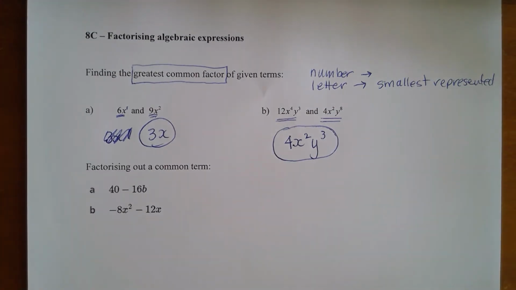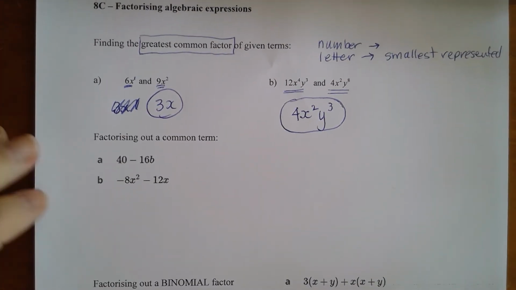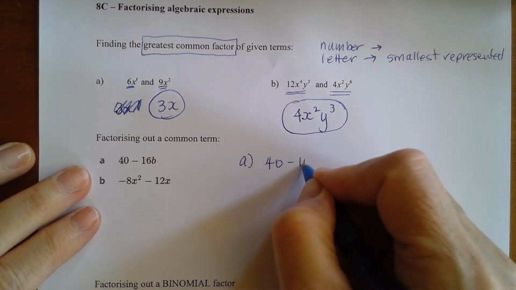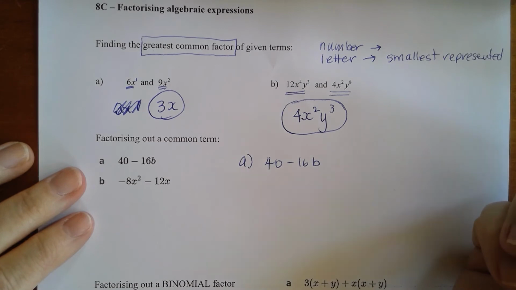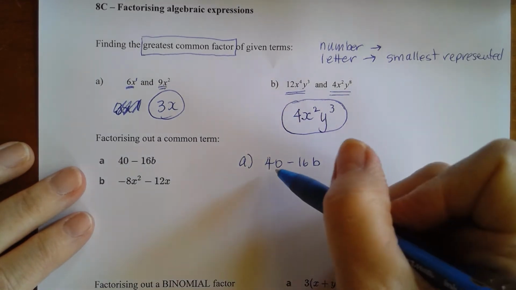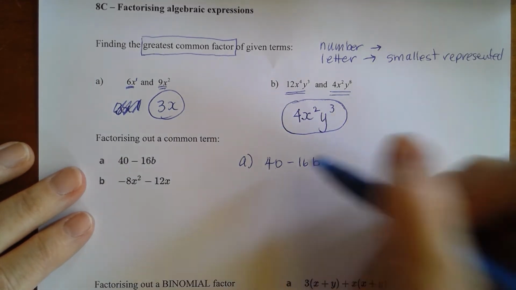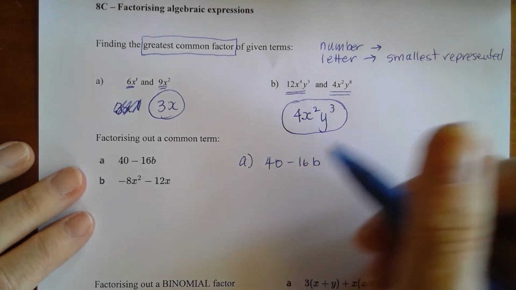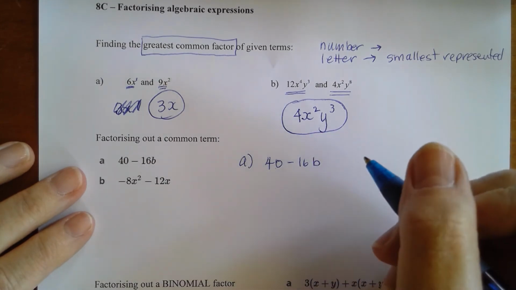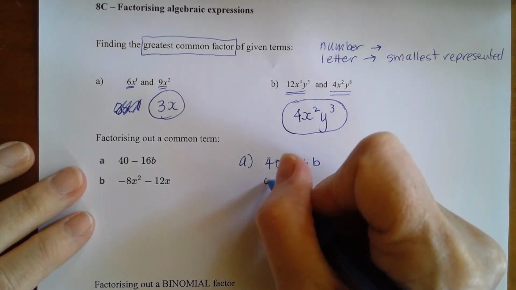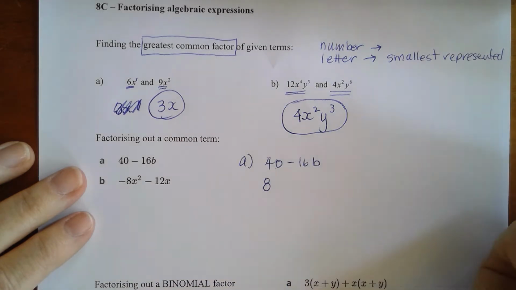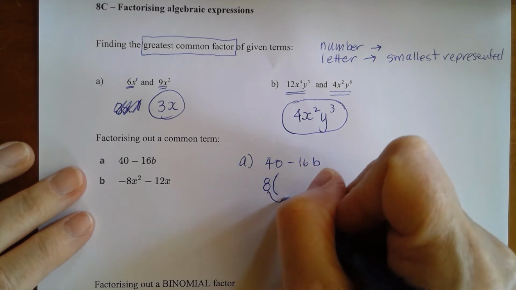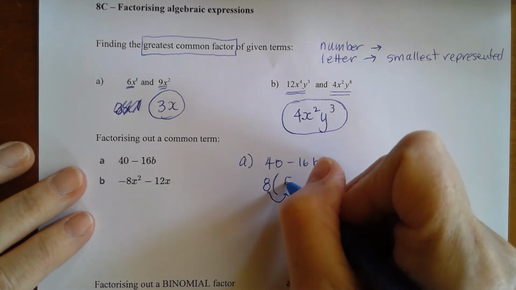Okay, let's talk about how we would factorize out the greatest common factor. So A says 40 minus 16b. Okay, I'm looking at that and I'm thinking, let's see, 4 goes in here 10 times and 4 goes in there 4 times. So I reckon there's a bigger factor that divides, and I think it's 8. So I'm going to say, okay, 8 goes in, that's the number. This has no letter at all, so I can't get a letter out. And I put my brackets and I say, okay, what would I have to multiply 8 by to get 40? And I put the 5.